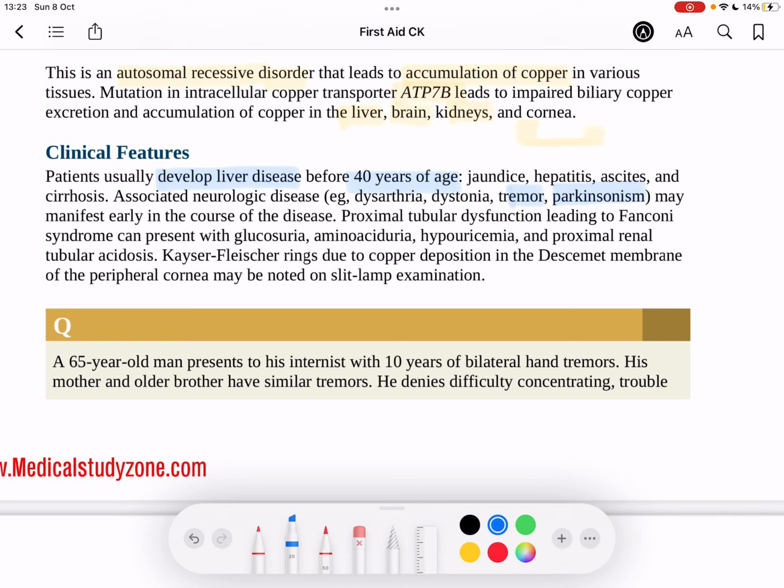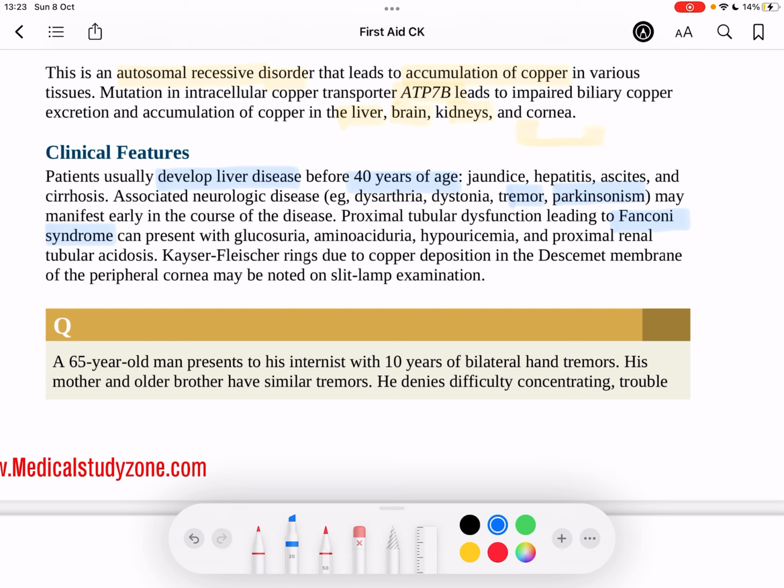Patients can also get copper deposition in the proximal convoluted tubule of the kidney, and that can lead to Fanconi syndrome. So do look out for glucosuria, amino aciduria, hyperuricemia, and even like the type 2 renal tubular acidosis, aka proximal renal tubular acidosis.